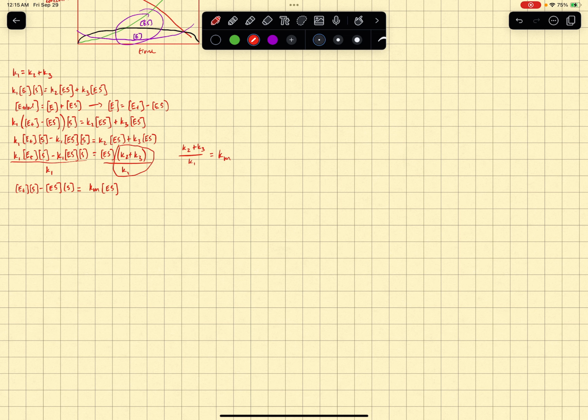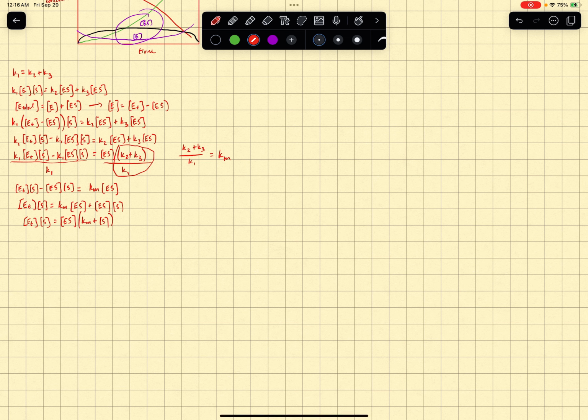So we'll say that the total enzyme times the substrate is equal to Km times the enzyme substrate complex plus ES times S. And then we can simplify that even more. We'll factor out the enzyme substrate complex here, and we'll get Km plus the substrate concentration.